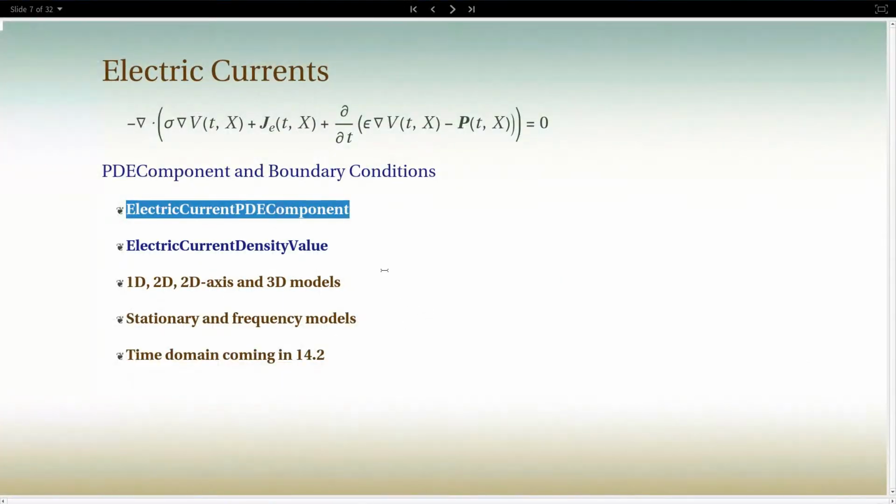And there's a new boundary condition, electric current density value, that specifies the current density value on the boundary. We can do 1D, 2D axisymmetric and 3D models, stationary and frequency models. We cannot yet do the time domain. That's going to come in the next version, 14.2 or whatever that's called. The reason is that in this component we have a mixed time and spatial derivative, which we currently cannot handle straightforwardly in the finite element method. So that's something for the future to come.